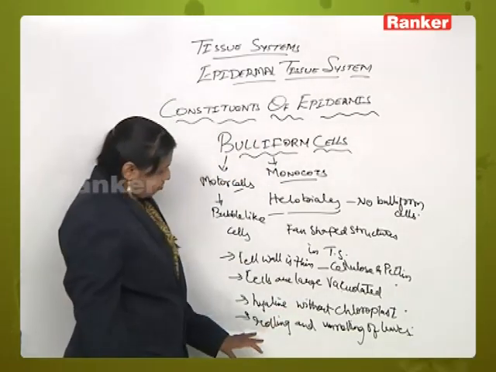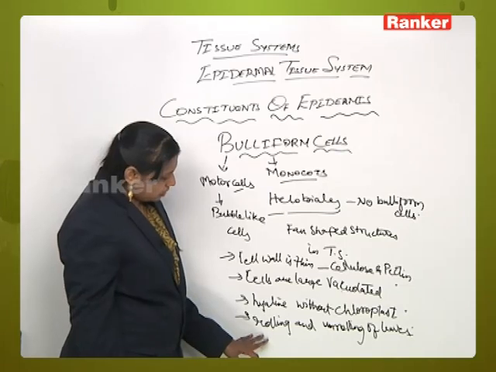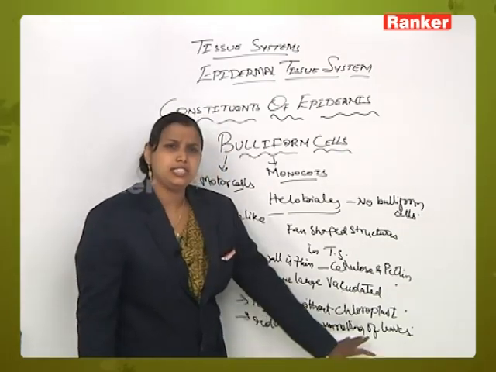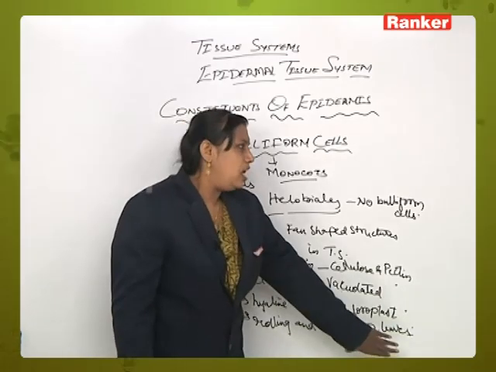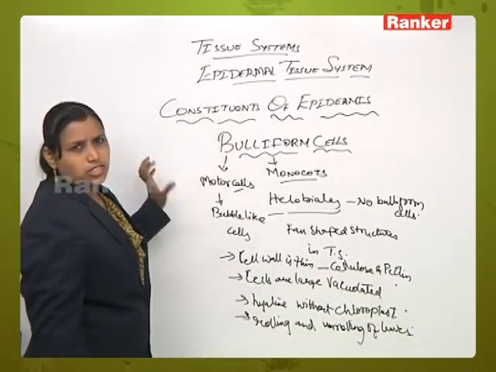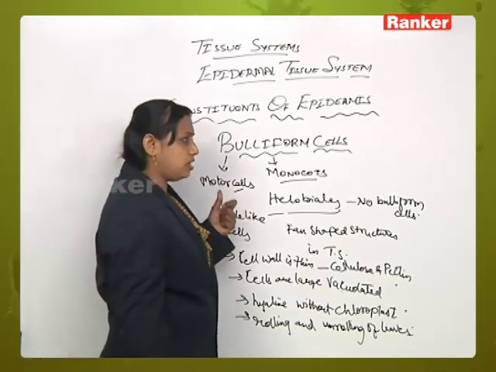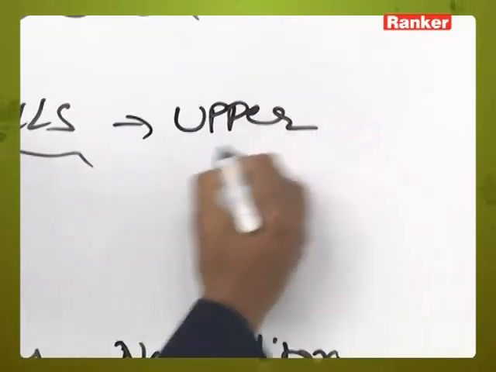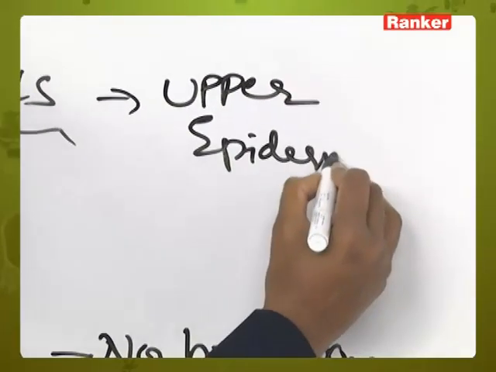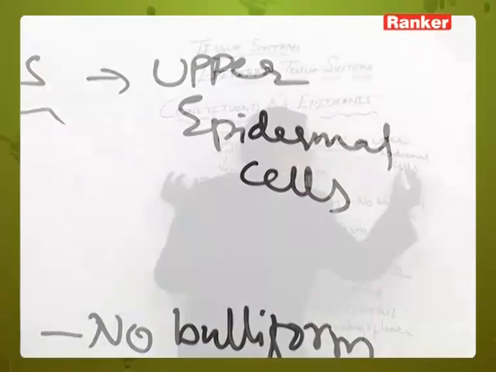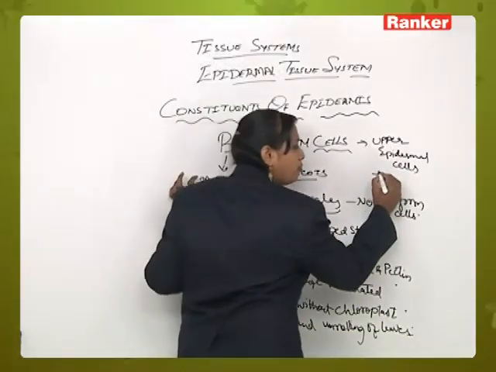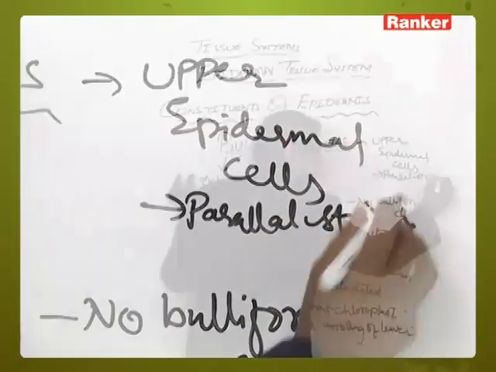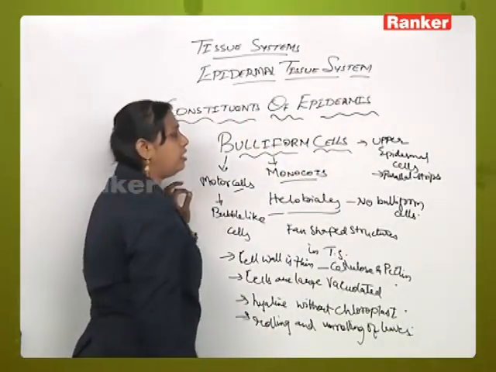As there is a change in the turgor pressure of the leaves, the rolling and unrolling of the leaves occurs. When we talk about bulliform cells, normally we see them in the case of leaves. Here, bulliform cells are mostly seen in the upper epidermal cells, and these are present in the form of parallel strips alternating with the veins.